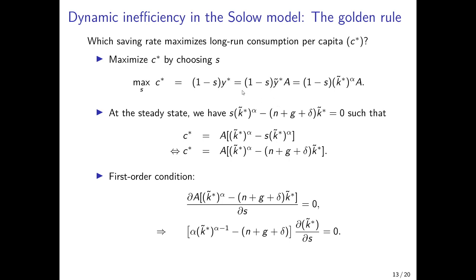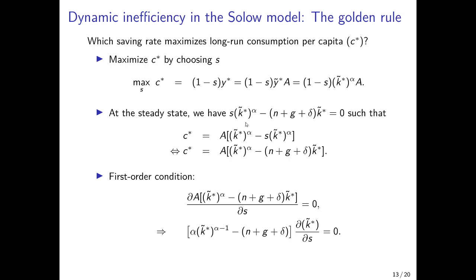Then I can plug in, instead of output per capita, output per unit of effective labor multiplied by technology. So that's the same as output per capita. And then I plug in the production function here. So the Cobb-Douglas production function in efficiency units, it's K star tilde to the power of alpha.